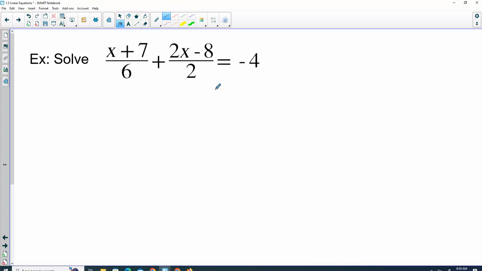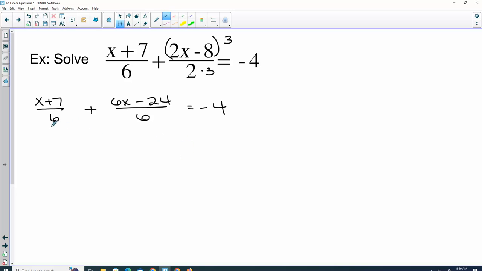So if I did that route, I would have to take this one times 3 on top and bottom. So I would have x plus 7 over 6 plus 6x minus 24 over 6 equals negative 4. Then what would you do?